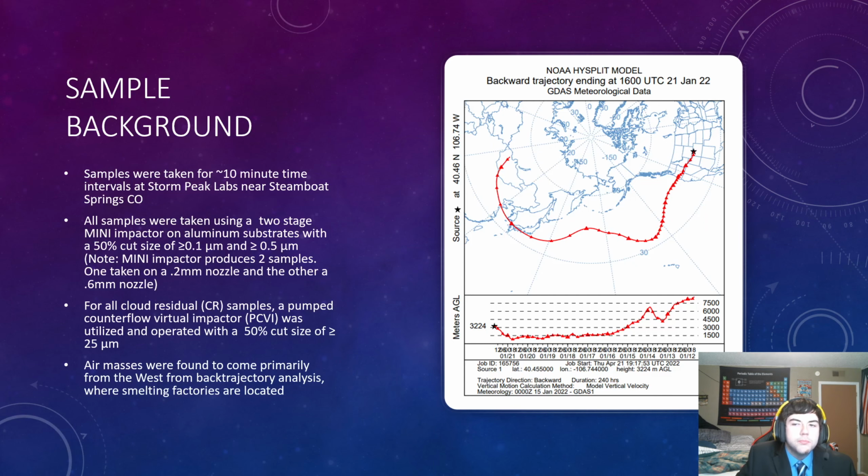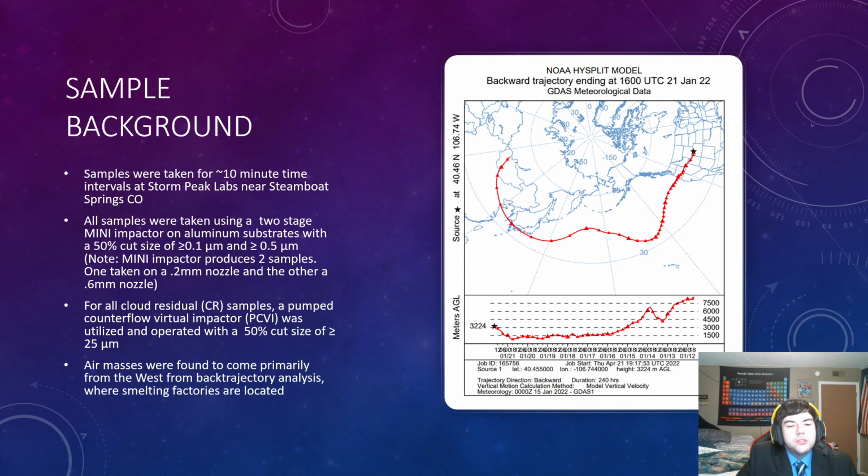A little more background on our samples: each experiment ran for about 10 minutes through the PCVI impactor. All the samples were taken using a two-stage mini impactor on aluminum substrates with a 50% cut size of greater than 0.1 micrometer and greater than or equal to 0.5 micrometers. Note that our mini impactor does produce two samples at one time. One is taken on a 0.2 millimeter nozzle and the other is on a 0.6 millimeter nozzle.